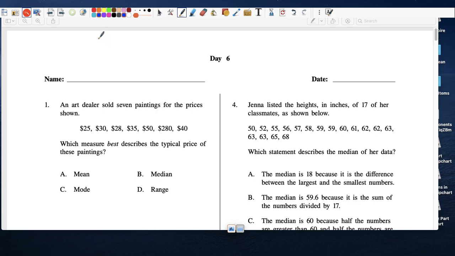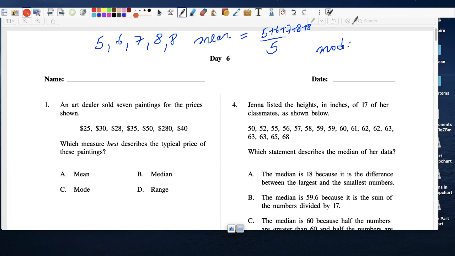Let me just write some numbers here: 5, 6, 7, 8, and another 8. The mean: you add them all up and you divide it by 5, right? So you do 5 plus 6 plus 7 plus 8 plus 8, and you get the mean. Think about your average.